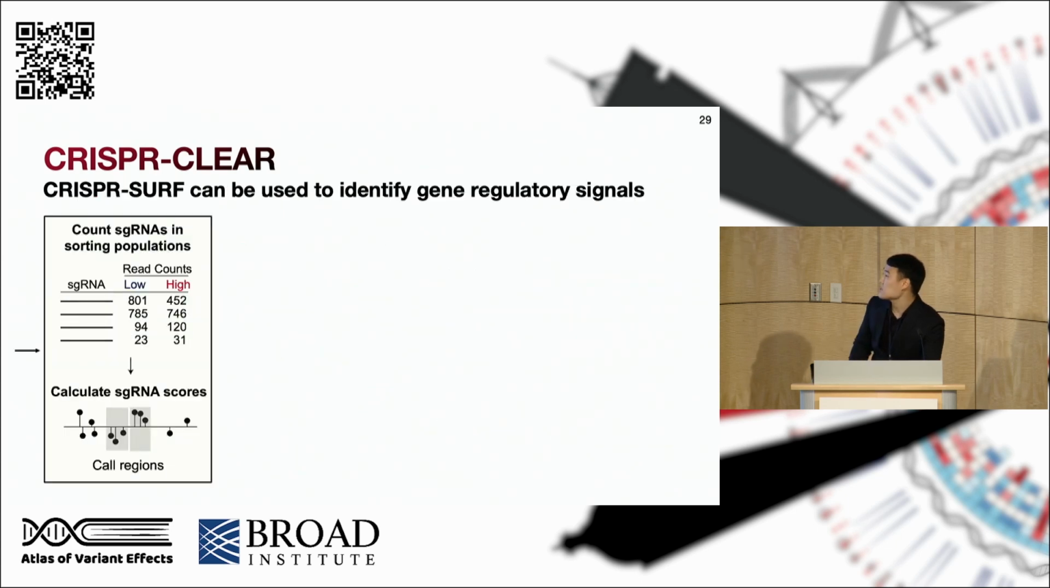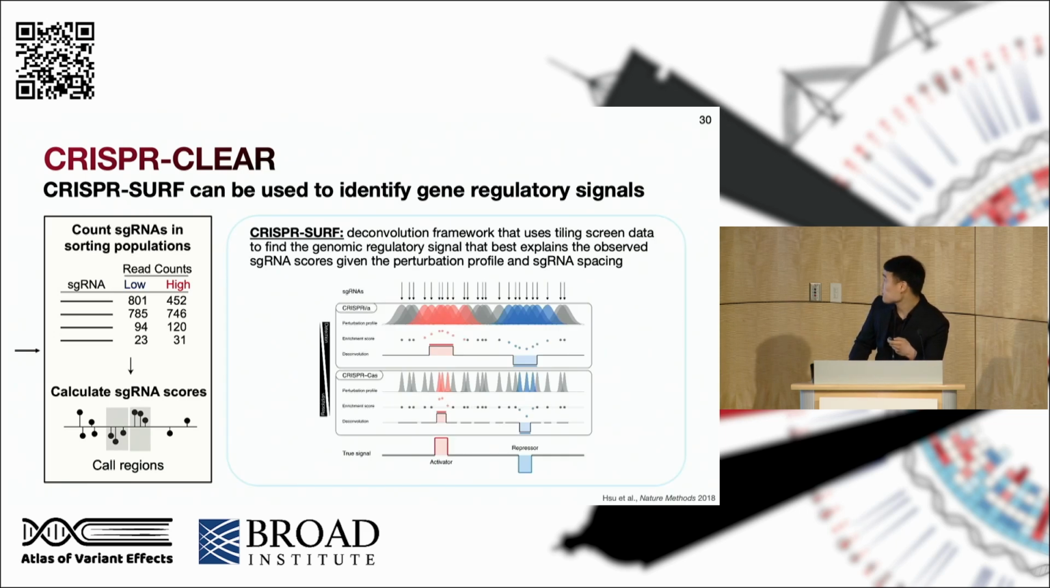We can then feed these guide counts into a tool like CRISPR-SURF, which uses lasso regularization, takes in this genomic tiling screen data, and uses that to deconvolve regions of genomic regulatory activity. It also takes into account the perturbation profile of the CRISPR modality you're using. So in this case, base editors have a relatively narrow region of activity compared to some of the other modalities. It's also able to take advantage of shared data between overlapping single-guide RNAs to come up with an interpretation that, of course, best explains the data.